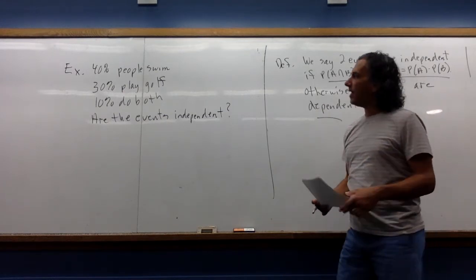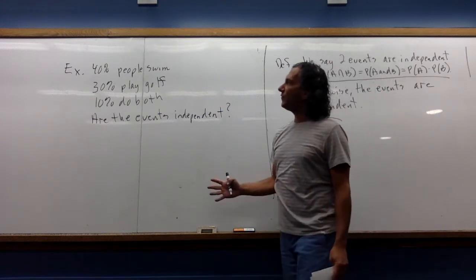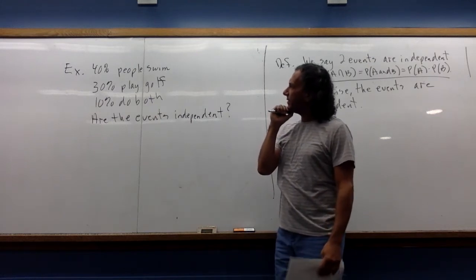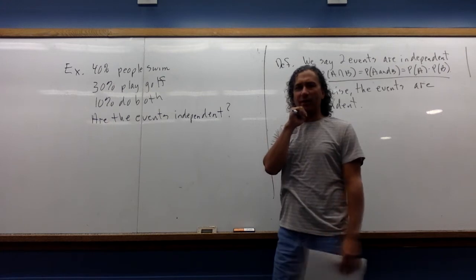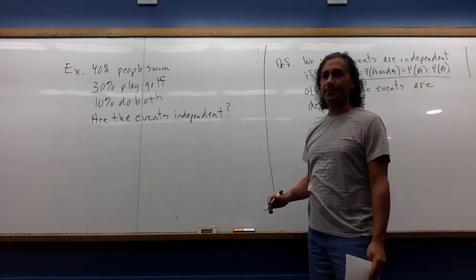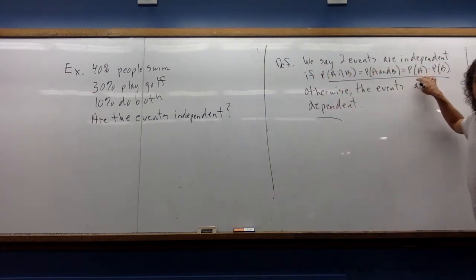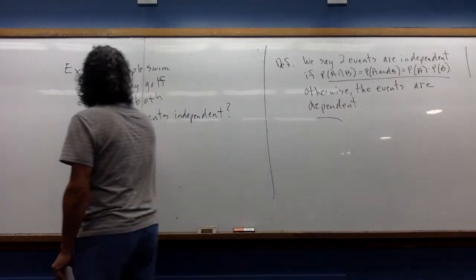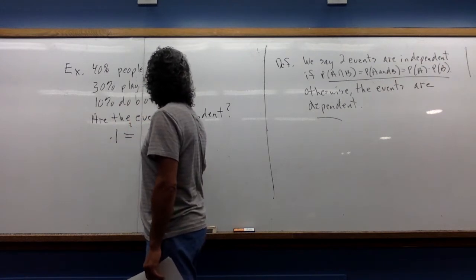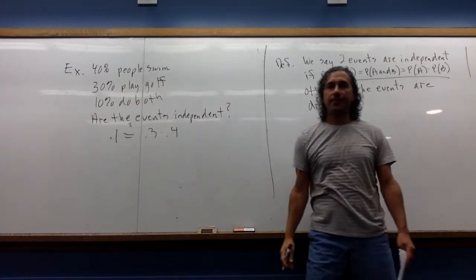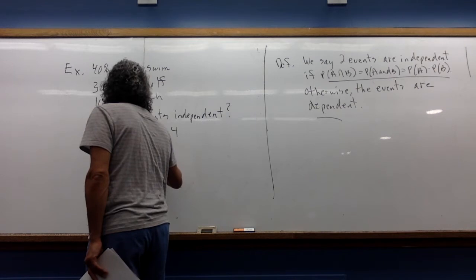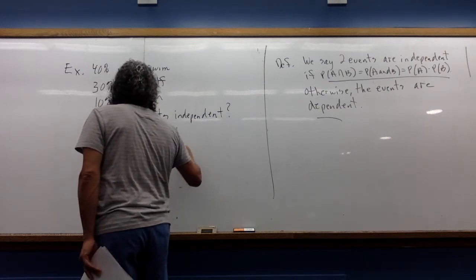So hopefully you paused the video and gave that a shot. And again, hopefully you didn't start asking yourself, gosh, I don't know, I think if you swim, you probably will play golf, or if you play golf, you probably won't swim. Hopefully you're not taking that line of reasoning. Instead, use the definition. So, are they independent? Well, is 0.1, the probability of A and B, equal to 0.3 times 0.4? The answer is no, so they're not independent. That is the definition of being independent.